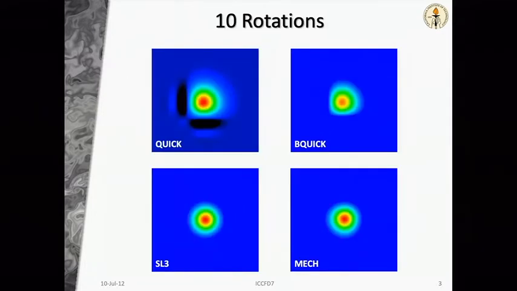Let's see. If we look at what happens to the blob after 10 rotations, it starts getting deformed. And when you see black patches, it indicates negative concentration, which is unphysical, right? You should never have negative concentration for a species. That's like antimatter.